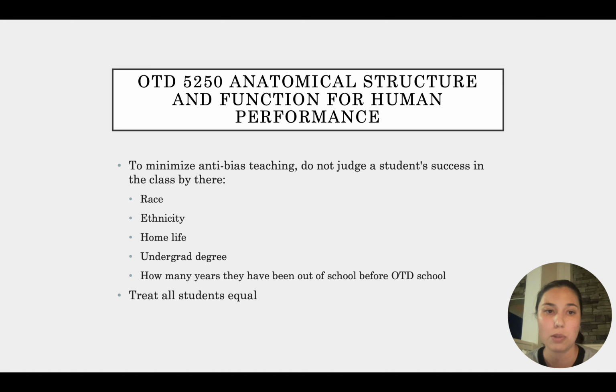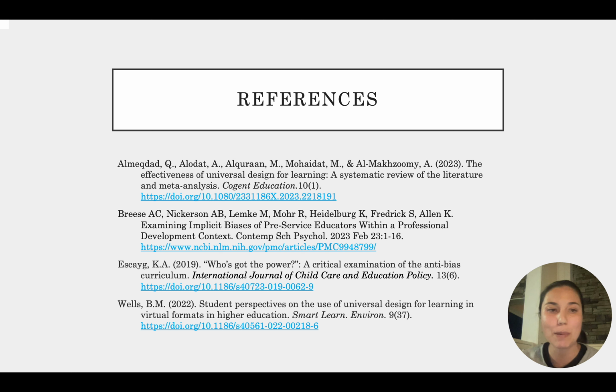So we need to minimize bias by not judging a student's success based on their race, ethnicity, home life, undergrad degree, or how many years they've been out of school before OTD school, and just making sure we're treating all students equally, answering all questions and not blowing off questions that certain students have. But yeah, and that is my PowerPoint.